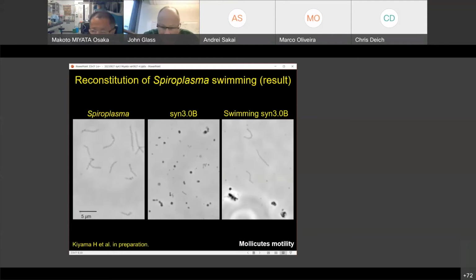Now here is the typical video showing the reconstitution of the swimming. The leftmost one is the Spiroplasma swimming. It's a kind of goal. The second one is just the video of the SYN3B, so it doesn't move by itself. And the rightmost one is the swimming SYN3B. You can see the swimming was reconstituted in the SYN3.